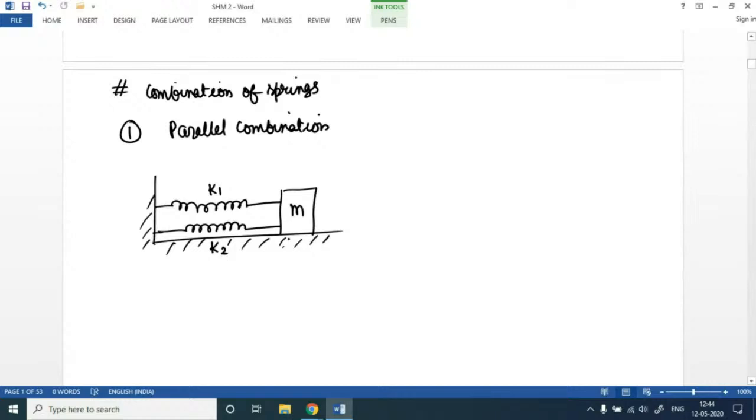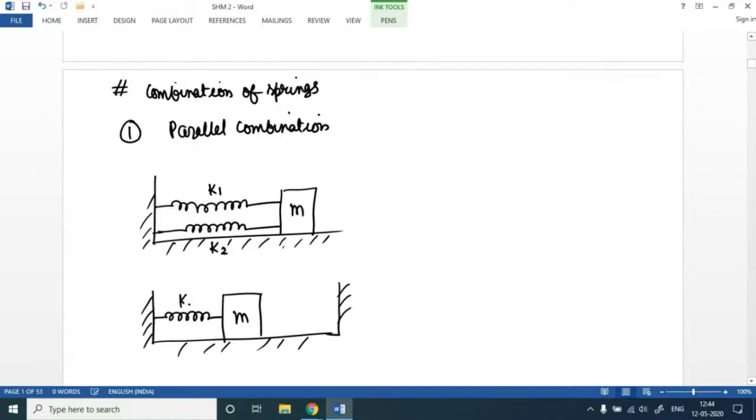So what do we mean when we say parallel combination? This is one of the arrangements. Another similar arrangement you can see. Let's say this is the block. These are the two walls. Okay, and let's say this one spring is like this. This is k1 and this is k2. So what do we mean when we say that the combination is parallel? Let's try to figure that out.